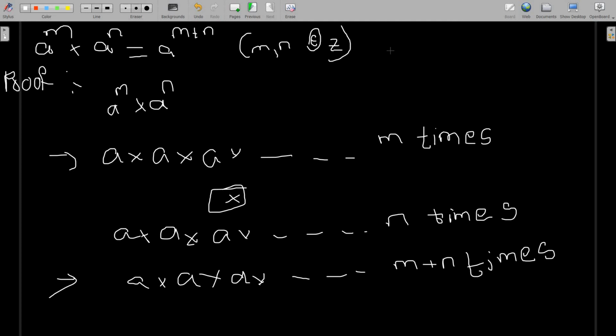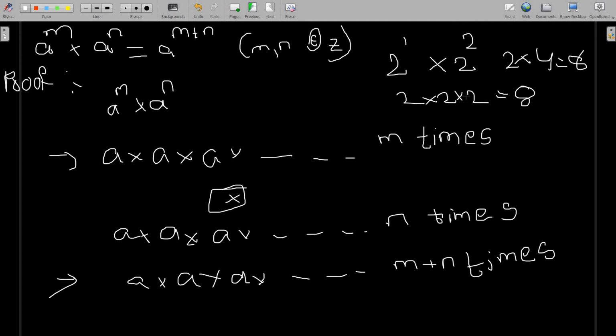Means, for example, I'm writing here 2 power 1 into 2 power 2. So 2 into 2 into 2, how much? 8. So for example, 2 into 2 square, how much? 4. 2 fours are how much? 8. So like this, if we add the powers, 2 plus 1, how much? 2 power 3. 2 power 3, how much? 8 is the answer. Like this, we should solve the problems.